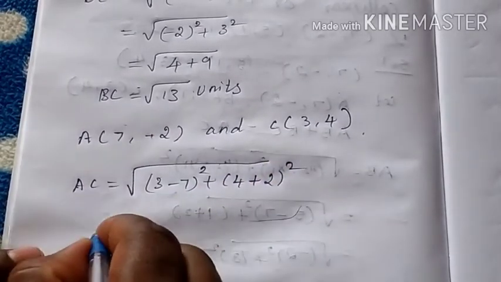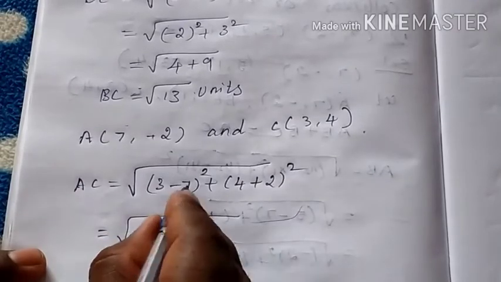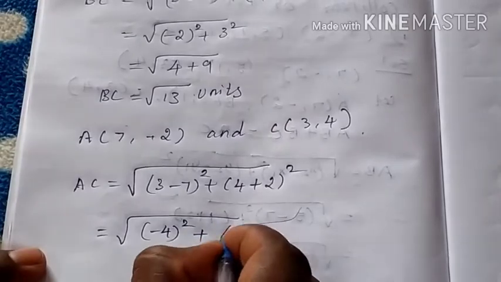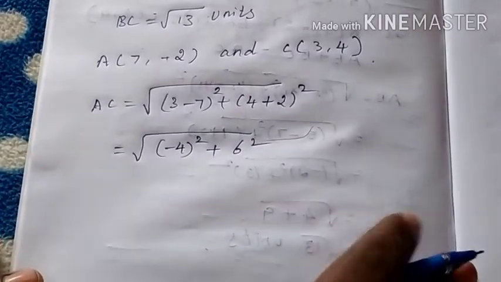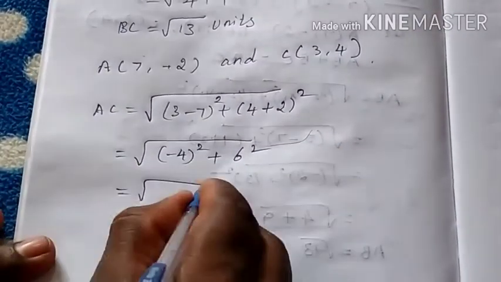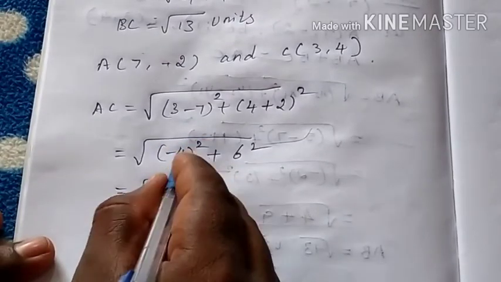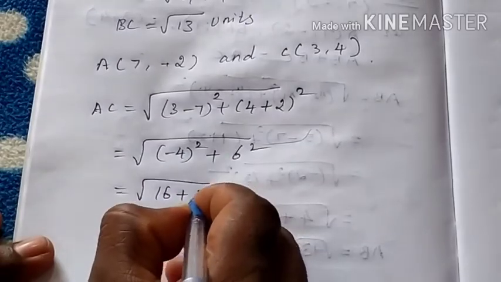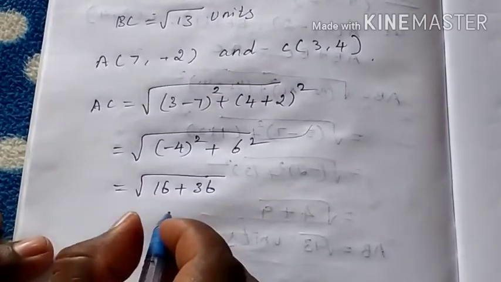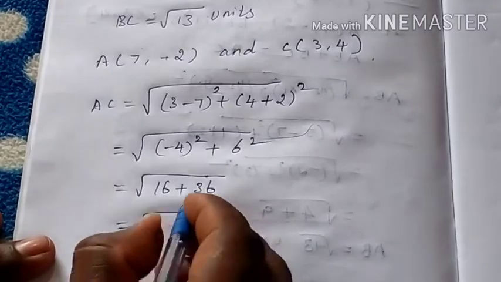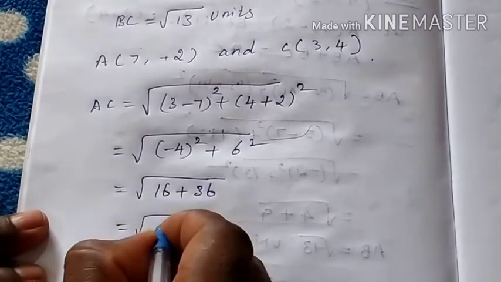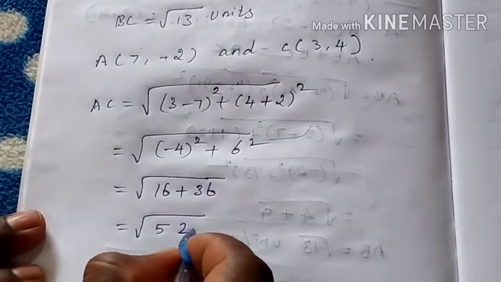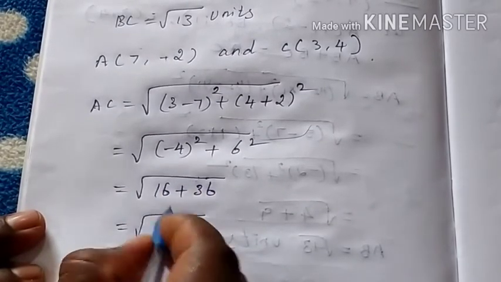Have you understood? Which is equal to 3 minus 7 is minus 4 the whole square plus 4 plus 2 is 6 squared. This is equal to the square root of minus power even number is plus, 4 squared is 16 plus 6 squared, 6 6s are 36. This is equal to the square root of the sum of these two values, 52. 6 plus 6 is 12, carry 1, 3 plus 1 is 4, 4 plus 1 is 5.